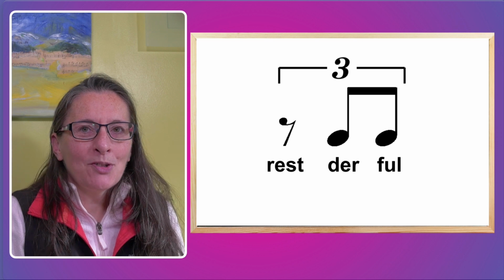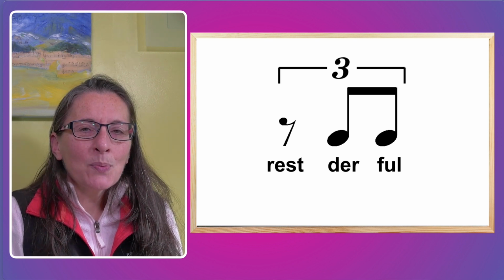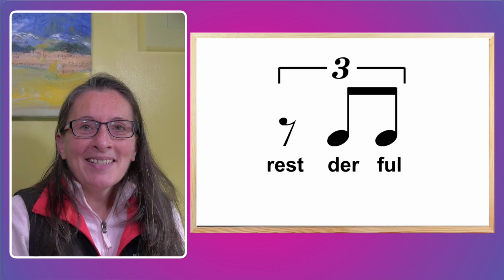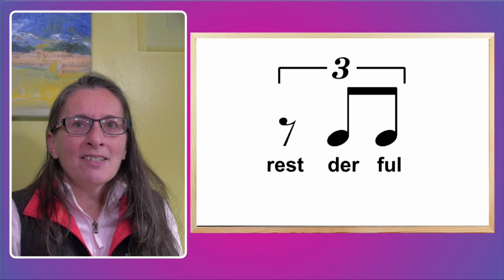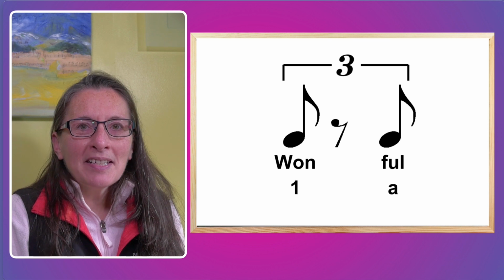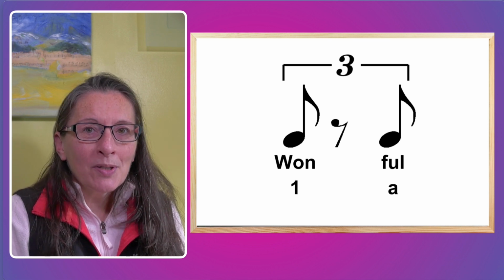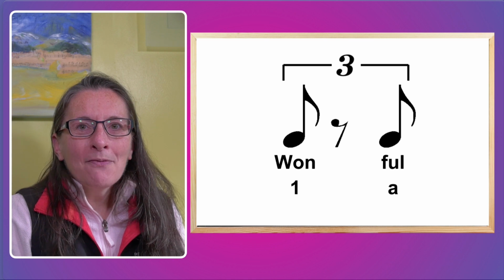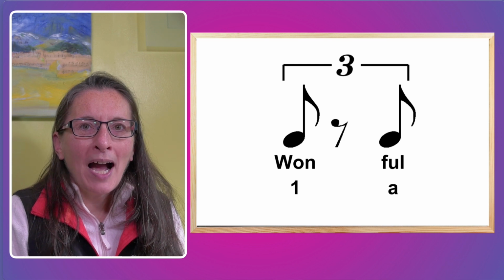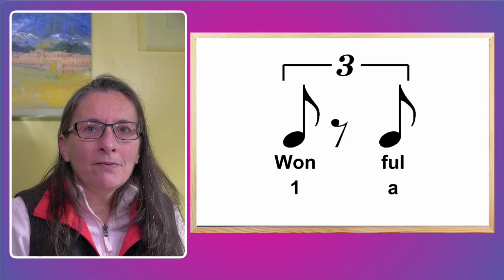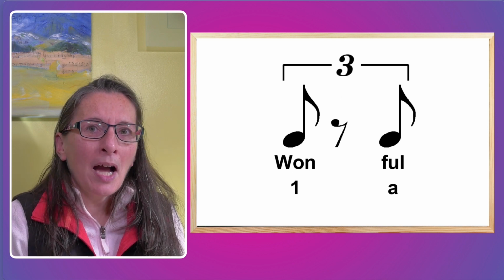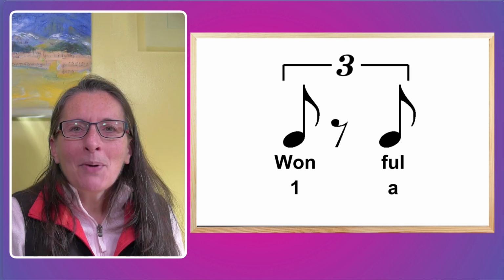If you have a rest within the triplet grouping, it's easy to silence one of the syllables. So if the rest is at the start, you could say "rester-ful, rester-ful, rester-ful." And if we move the rest to the middle of the triplet grouping, you can silence the syllable "de", so one, full, one, full. An alternative way of vocalising the counts here is to say "one ah", so one ah, one ah, one ah, one ah. Both ways work well.